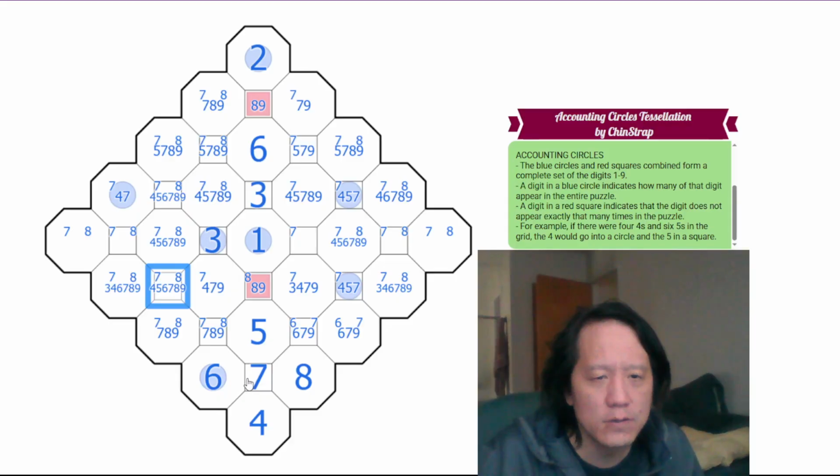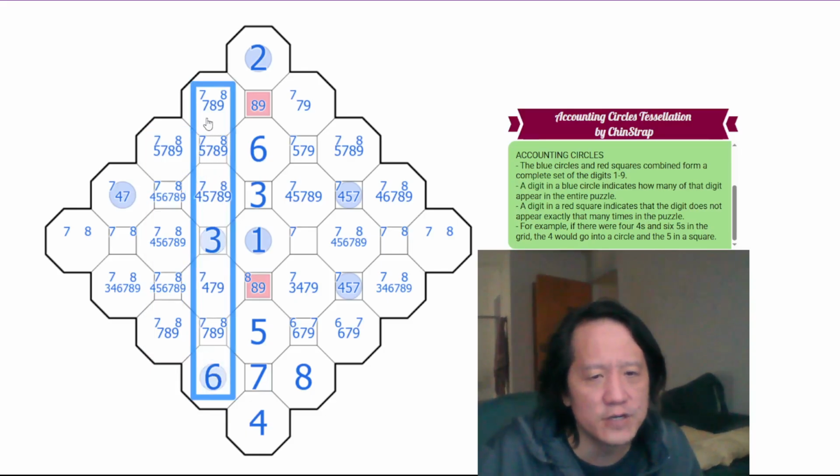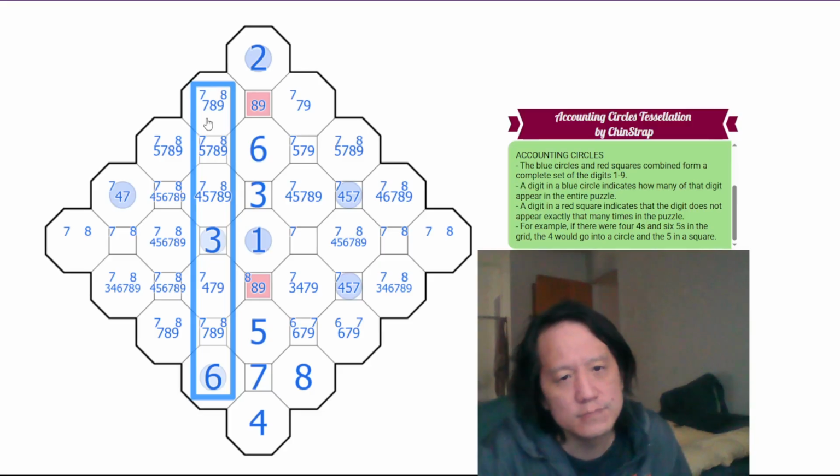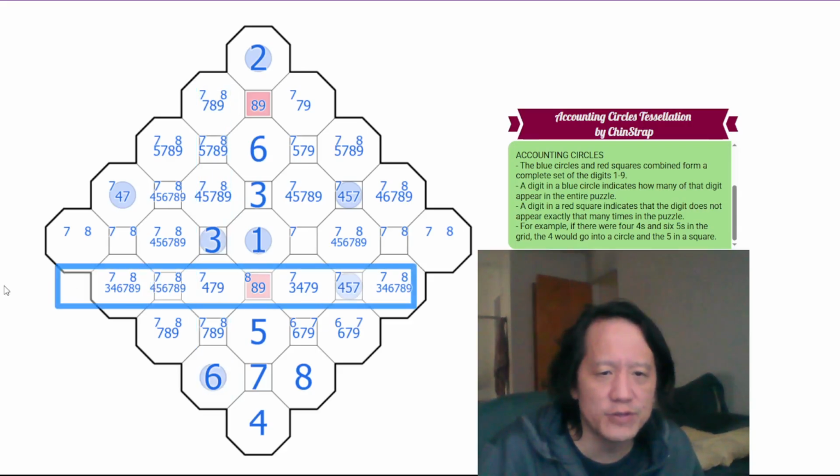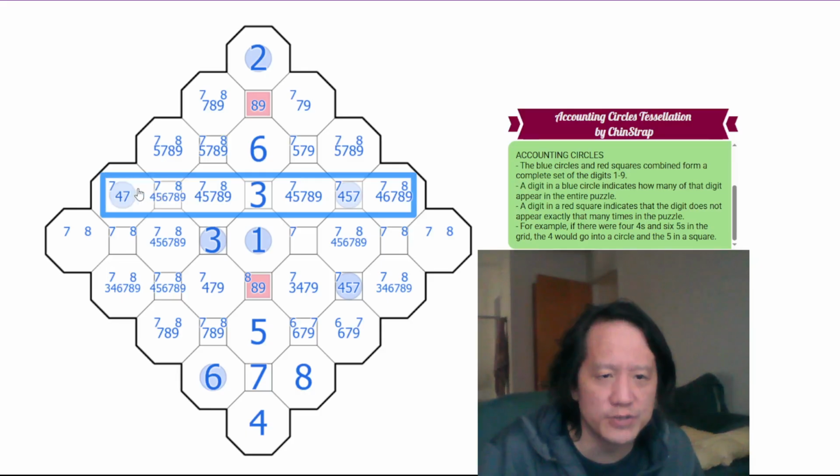Okay. This could be 4 through 8. We don't know. This is 3 through 9. How do we know that? Oh, because these rows are guaranteed to be 3 through 9.